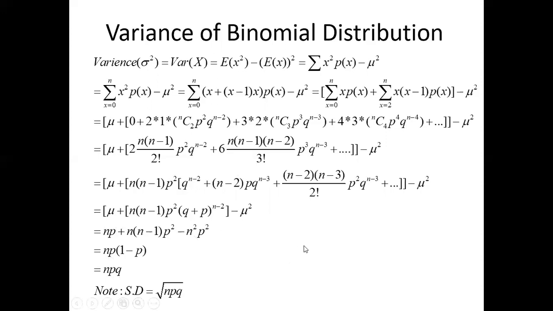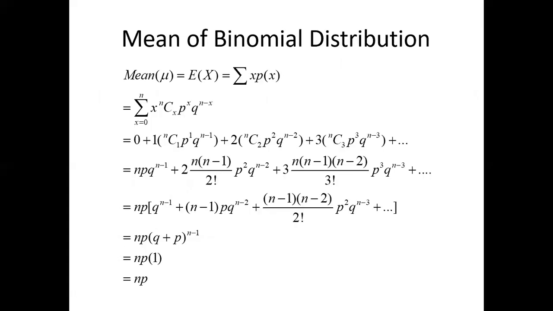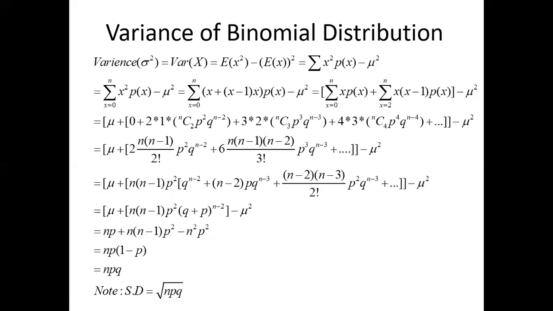So if the random variable X takes the binomial distribution (n, p), where n is the number of trials, p is the probability of success, and q is the probability of failure, then the mean of the binomial distribution is np, whereas the variance is npq. The square root of the variance is called the standard deviation. If npq is the variance of the distribution, then the standard deviation is the square root of npq.